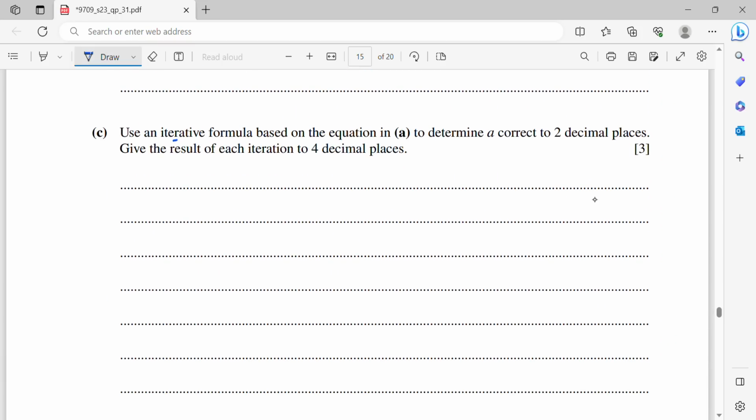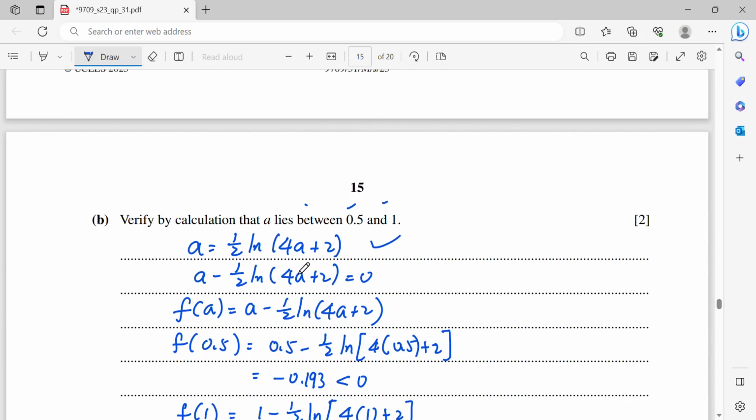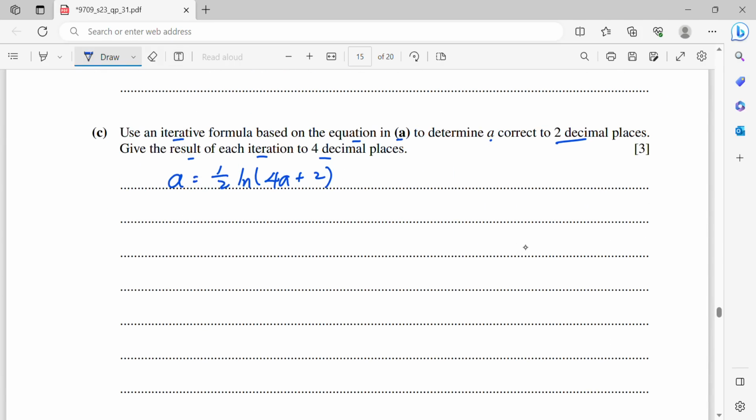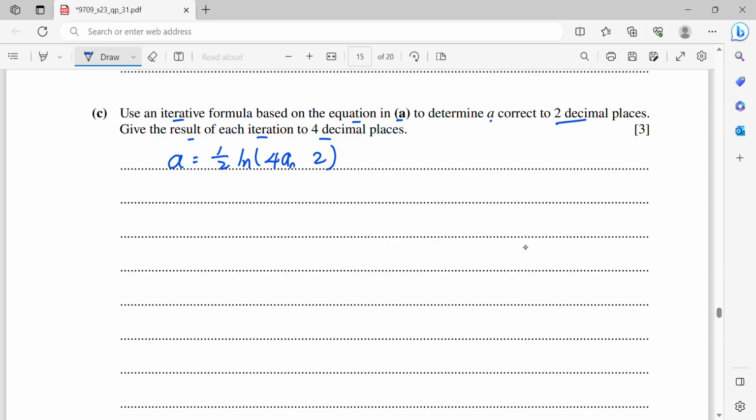Okay, now part (c), use an iterative formula based on the equation in (a) to determine a equal to 2 decimal places. Give the results of each iteration to 4 decimal places. So now our a was 1 over 2 ln 4a plus 2. Okay, let's double check. a is half ln 4a plus 2. So this is the formula. But then when you need to apply the iteration method, you need to add on the subscripts. So it means that now my a becomes a_n, then my a on the left hand side is a with the subscript of n plus 1. This becomes the iterative formula.